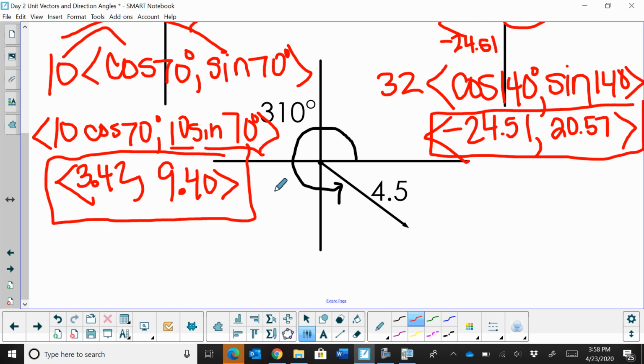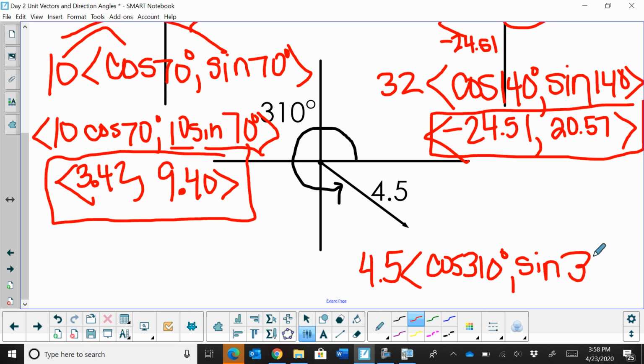Now, the only difference on this one is you're not given the magnitude, it's just drawn on there. But you would just take 4.5, which is the magnitude, times the cosine of 310, and then the sine of 310. So work that out and see what you get.